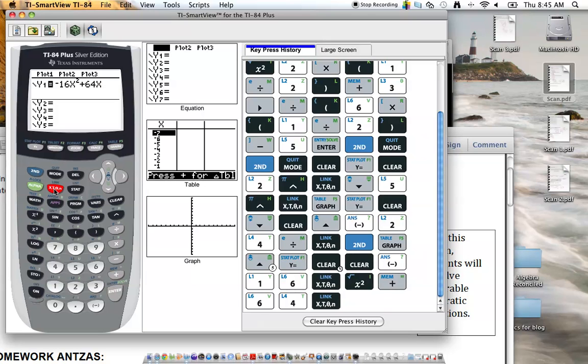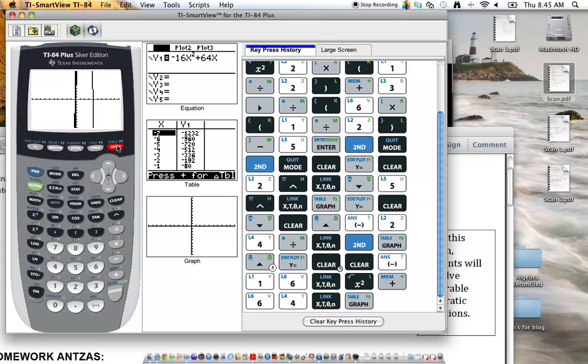X. Yeah, well, that's the same thing. Graph. Okay. Now, let's do a little exercise in understanding our calculator and the power of the calculator.